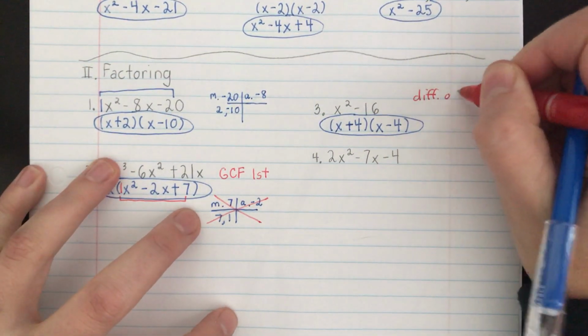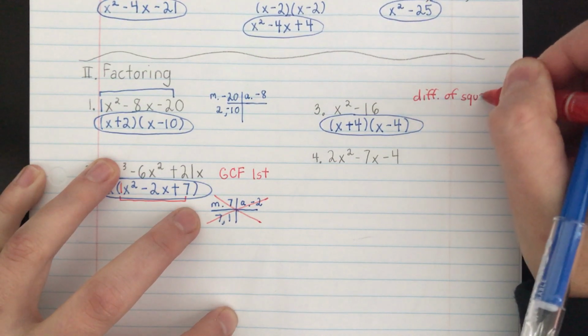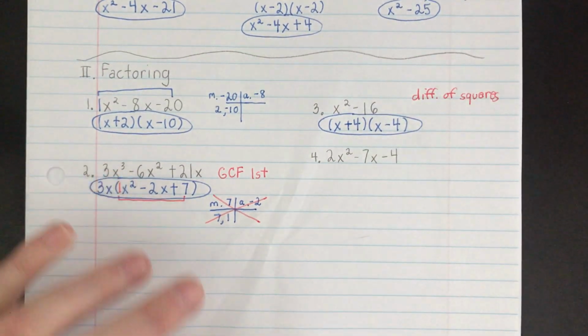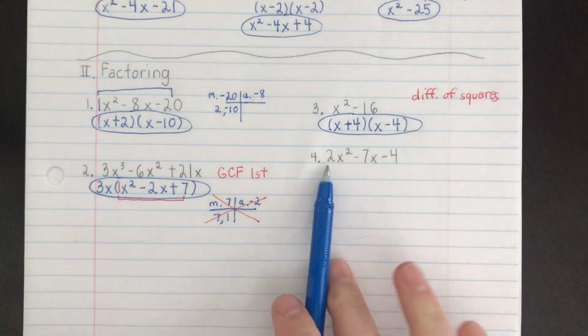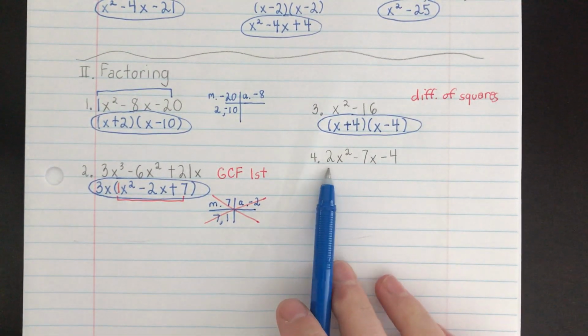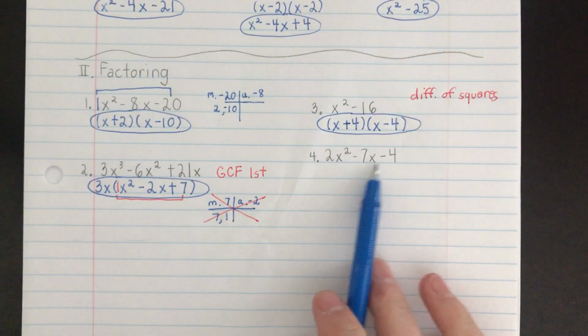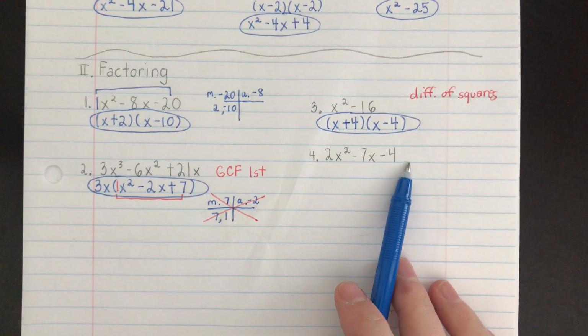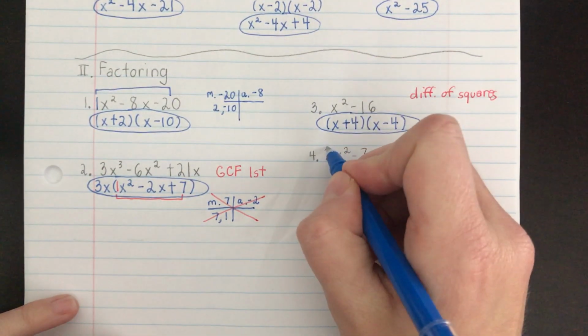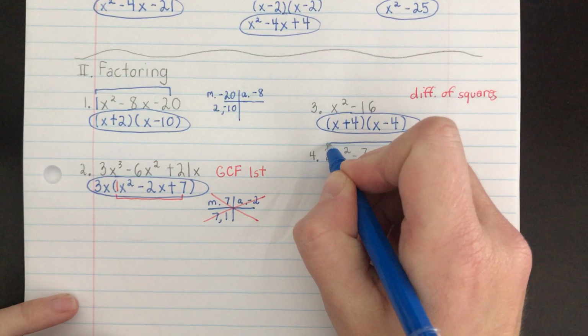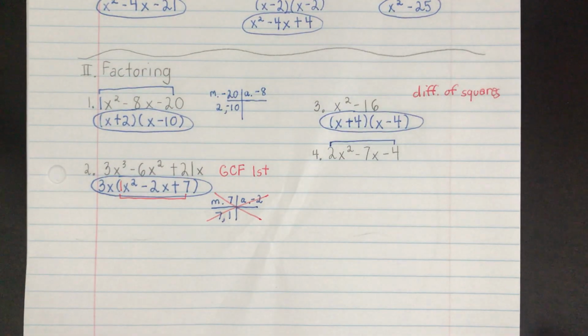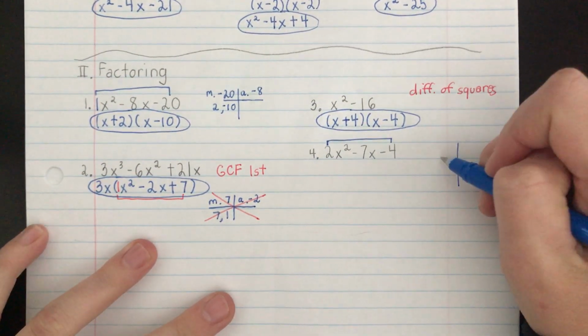Difference of squares. All right, so on this last one here for the factoring section, number 4, there is no GCF, there is no lead negative, but our A value is not 1. So you have two choices.